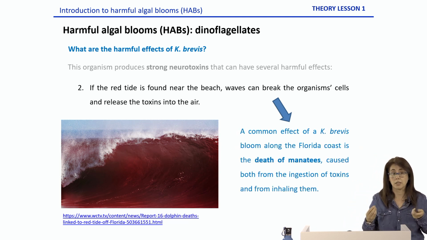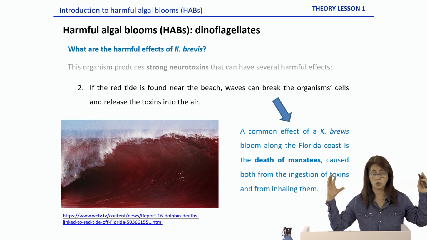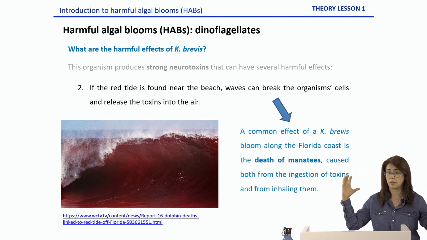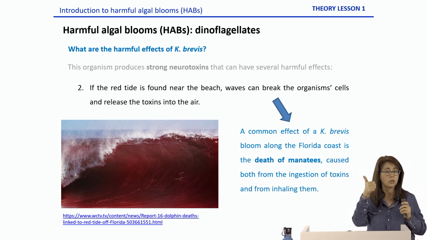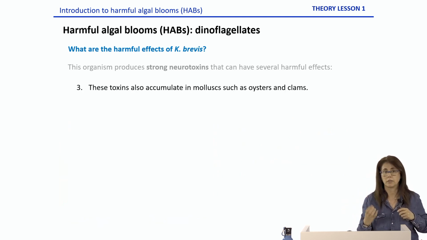But not only this, this toxin is very well known for killing manatees. Manatees are huge organisms. They are marine mammals. They are very large, and they can die not only by ingesting the water that contains this toxin, but even from inhaling the water. So it's a very, very strong toxin.